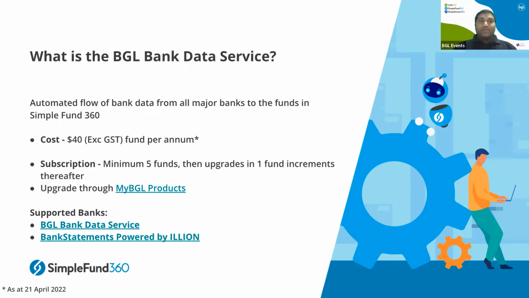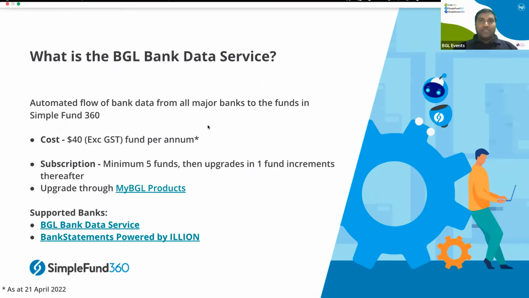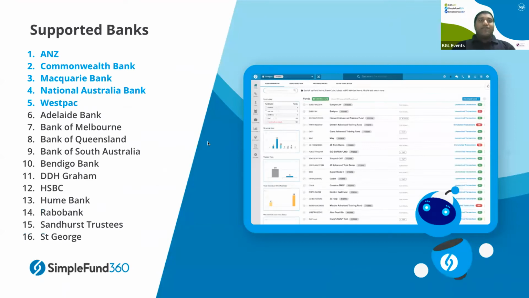With the supported banks, just moving on to the next one. On the slide here, I've got the 16 banks that we currently support through the BGL Bank Data service. You'll notice that the big 4 banks, ANZ, CBA, NAB and Westpac, are definitely supported. I've got Macquarie in there as well because it's another big bank with a lot of SMSFs that have bank accounts with them. But we do still support some of the other banks that are quite common. I've got a list of them on the screen at the moment.